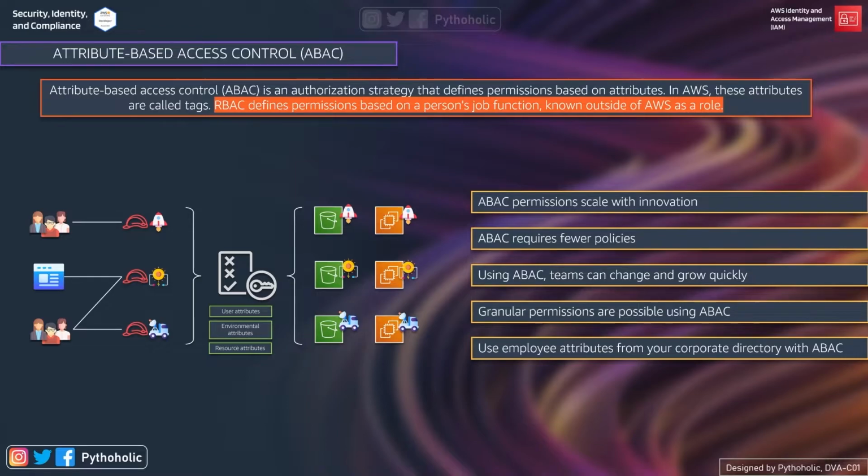So fewer policies, thank God. Next, using ABAC, the teams can change and grow quickly. So let's suppose you were a part of the project Rocket and you are changing the team. You yourself are changing the team. The project is not changing, don't worry. And you are basically going to join another project and work for another project.